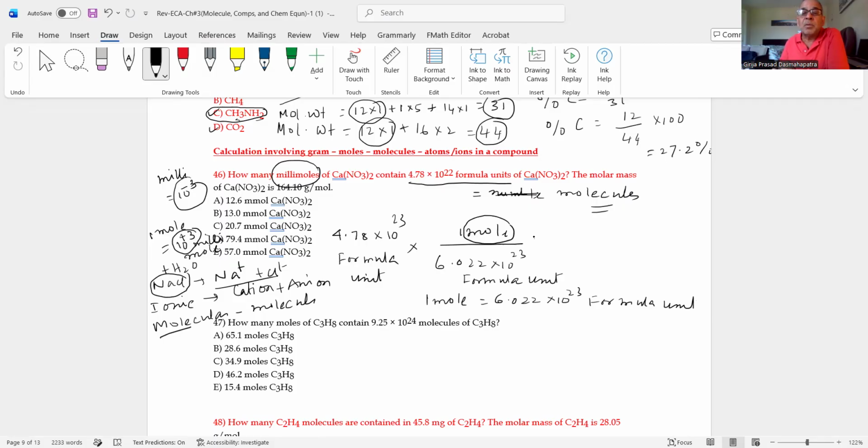So again, you have to write down the appropriate conversion factor. So if you write down, this is 1 mole. So look at it, this one cancels. Oh sorry, this one I wrote wrong. It will be 10 to the power 2. So if you calculate, this will come around 79.4 millimoles. Put it in the calculator. This will be your answer D. Okay.